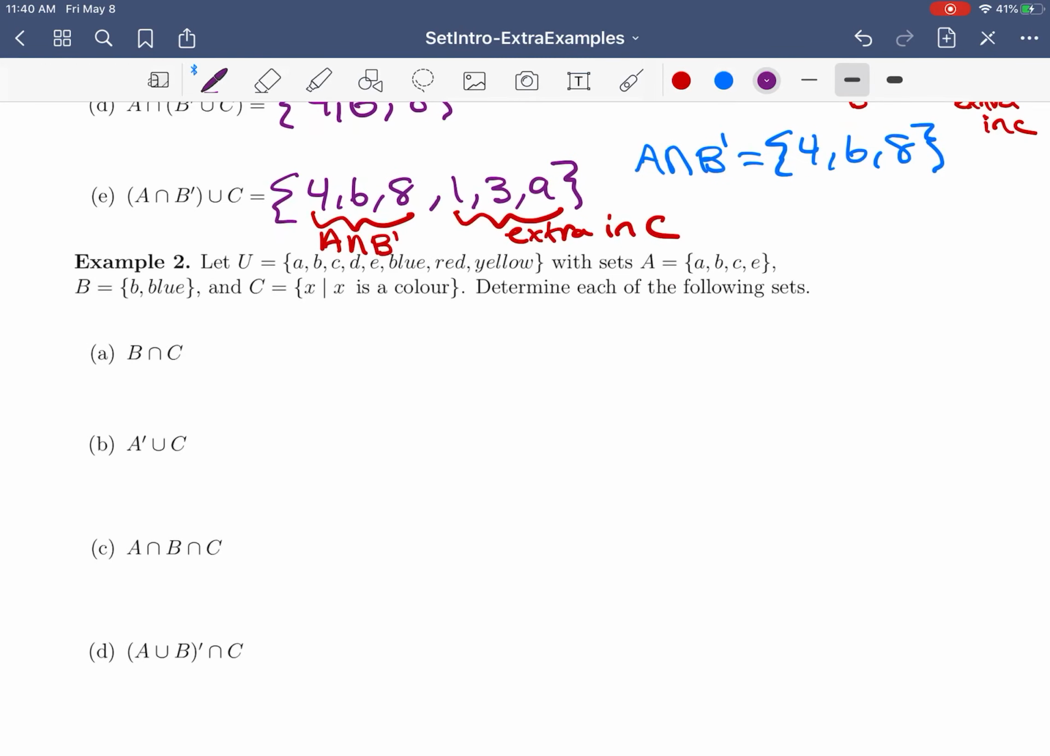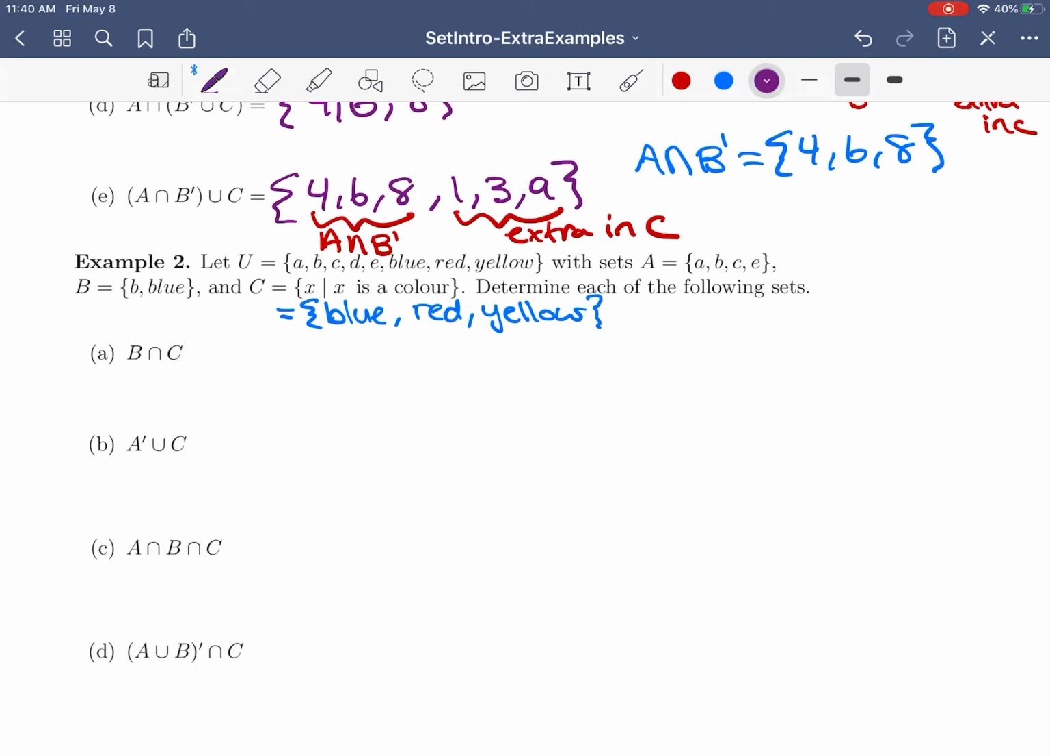Okay, next example, we have a bit of a weird universe here. So we have the letters A, B, C, D, and E, and the colors blue, red, and yellow. Set A only has the letters A, B, C, and E. Set B has the letter B and the color blue. And set C is using set builder notation. So you read this as X, such that X is an element of U such that X is a color. So what that means is that set C is actually just going to contain all the colors, because those are the only elements of U that represent a color.